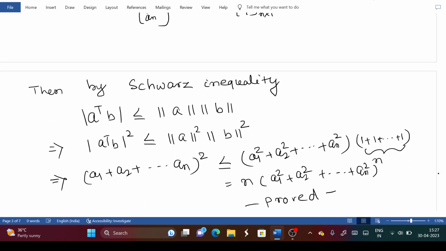Taking square on both sides, it is mod of A transpose B, whole square, is less than or equal to length A square into length B square. But on the left hand side, as B is equal to B1, B2, B3, all are 1. So it is A1 plus A2 plus and so on up to AN whole square is less than or equal to the length of A square, into the length of B square. When we add all these n number of ones, we get n. So this is our required target achieved.